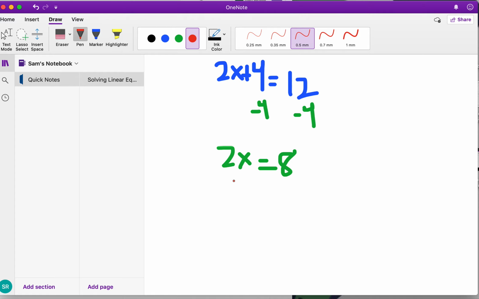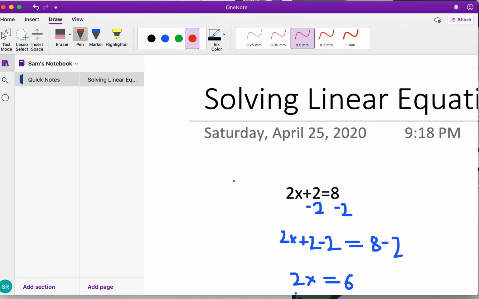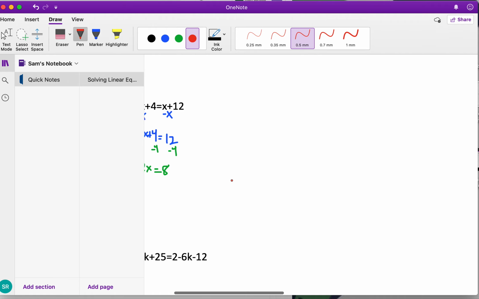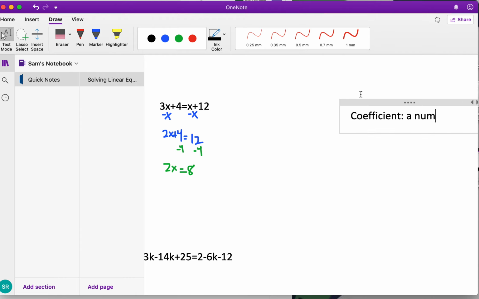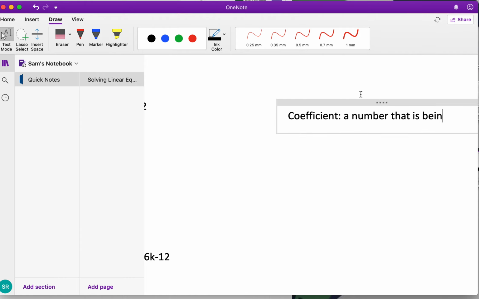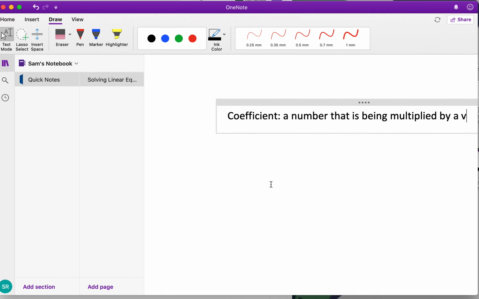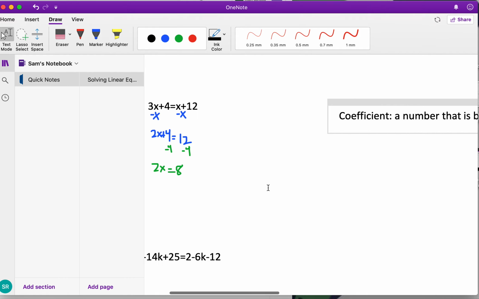2 is a coefficient. Quickly, to review what a coefficient is: that is a number that is being multiplied by x, or a variable. So it's the number attached to the variable, basically.